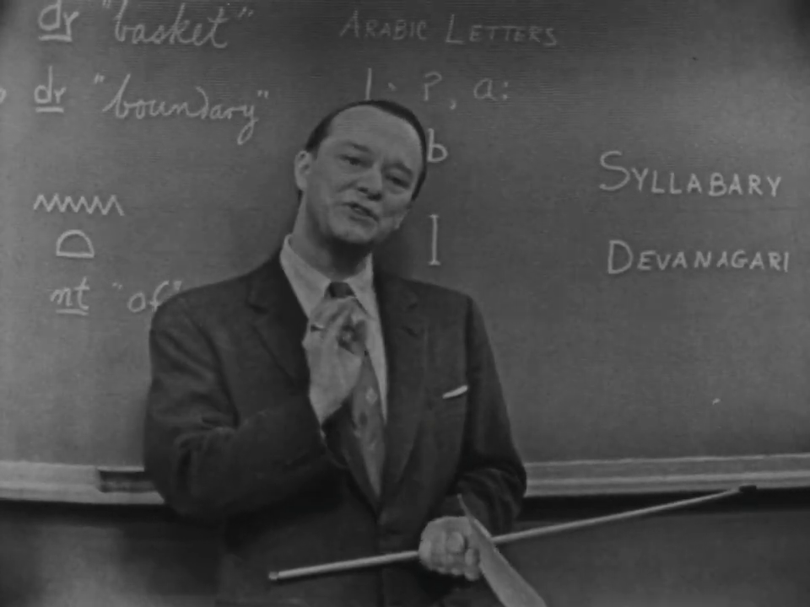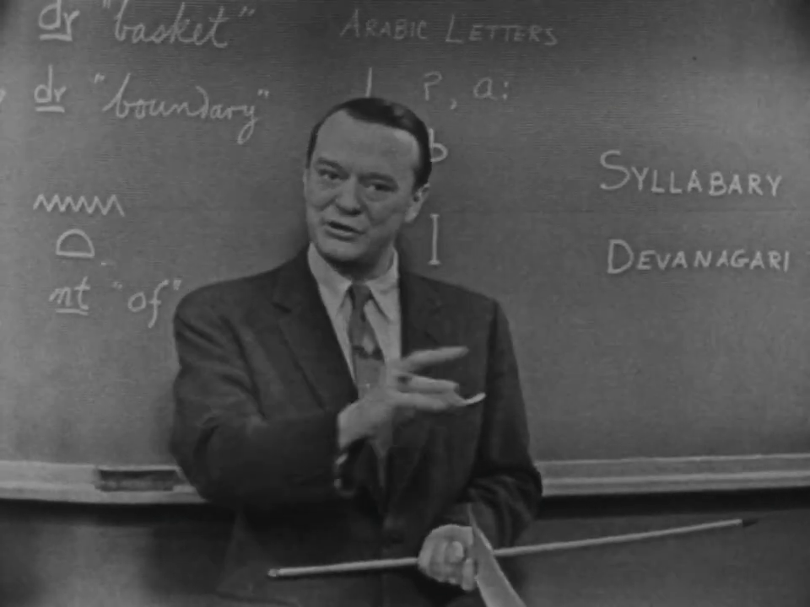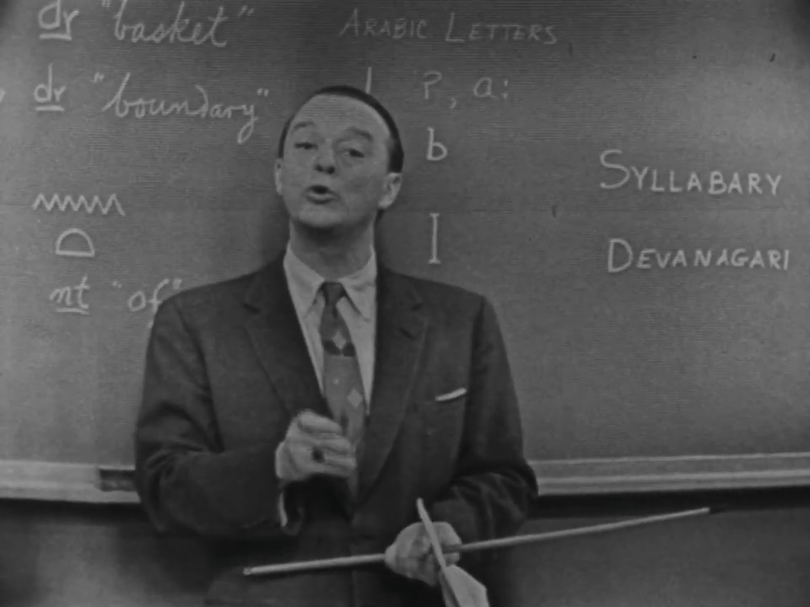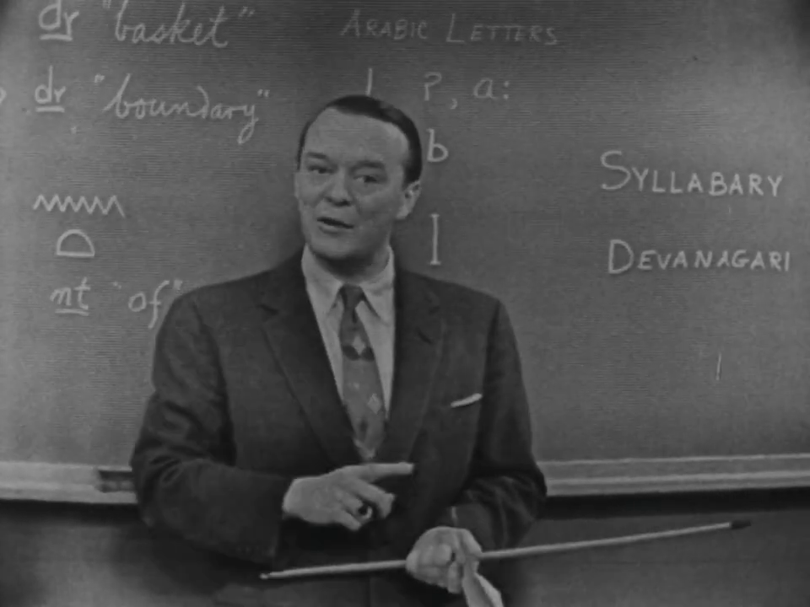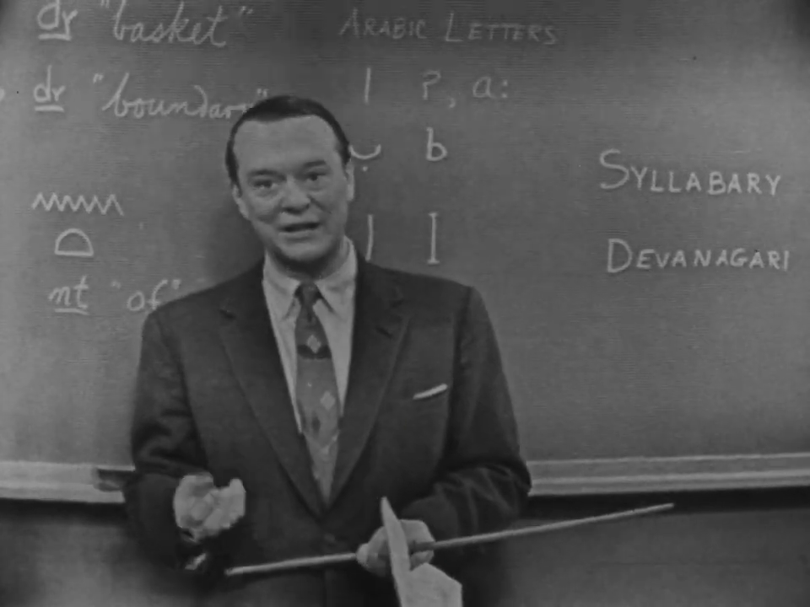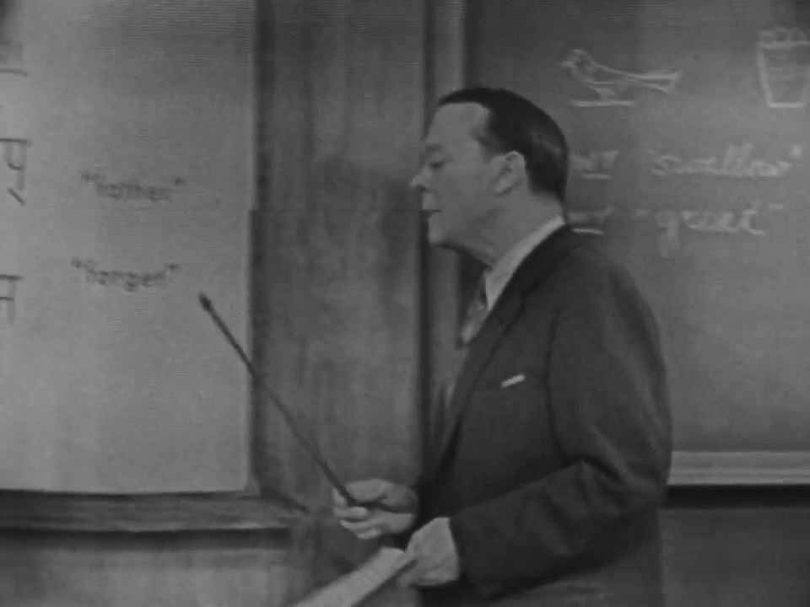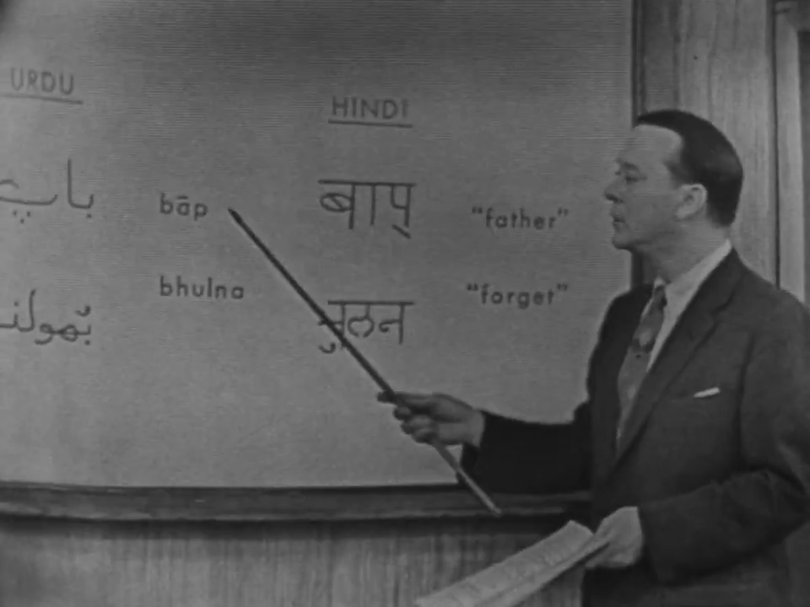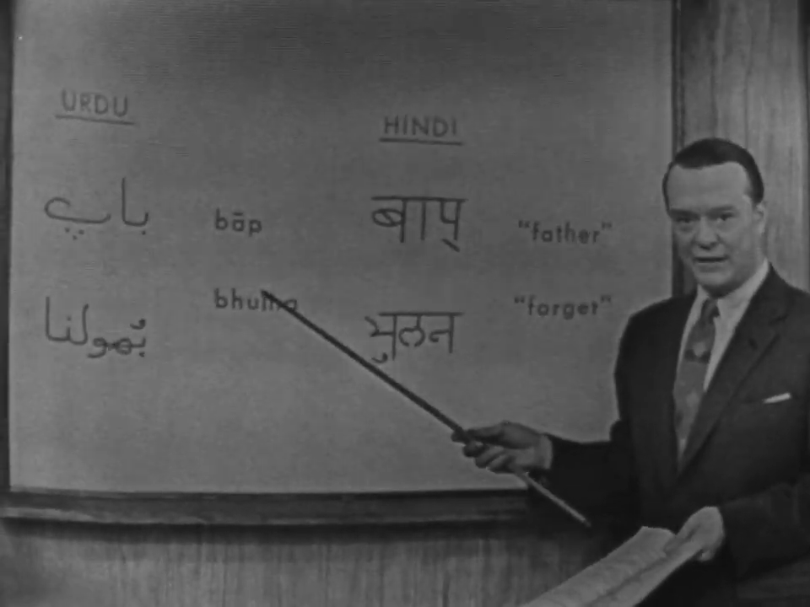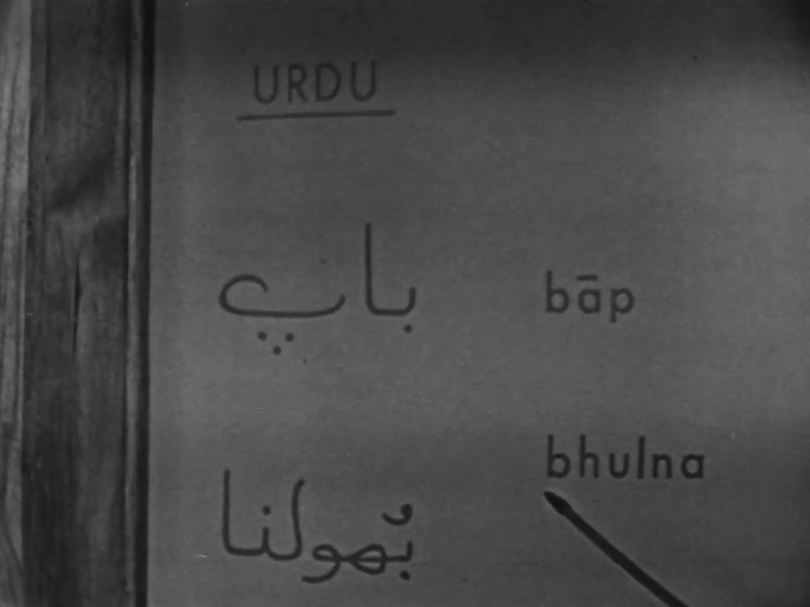But when it is written by people who are mainly Muslims and have a Persian influence in their vocabulary, it's called Urdu and is written in the Arabic alphabet. When it's for Hindus who have more Sanskrit words in their written language, it's called Hindi. Let me show you what this particular thing looks like. What I have here are two words in Hindustani, the spoken language underlying these two, the word bap for father and the word bulna, meaning forget.